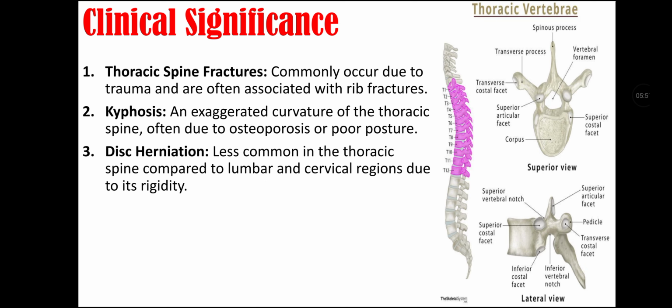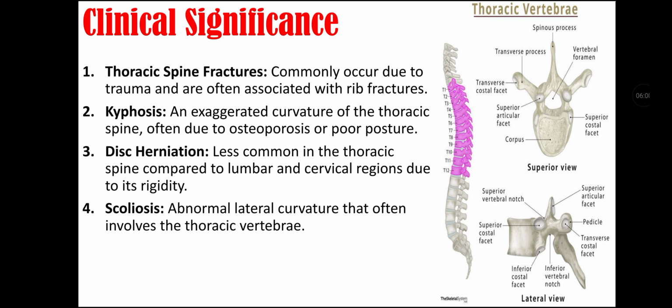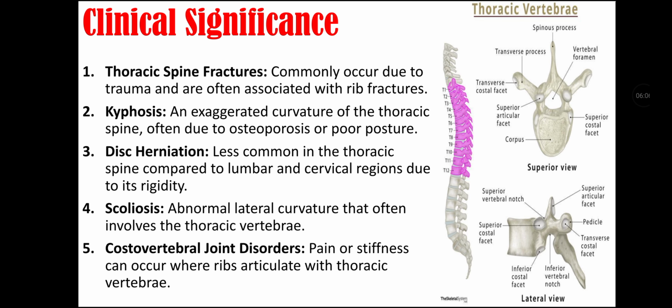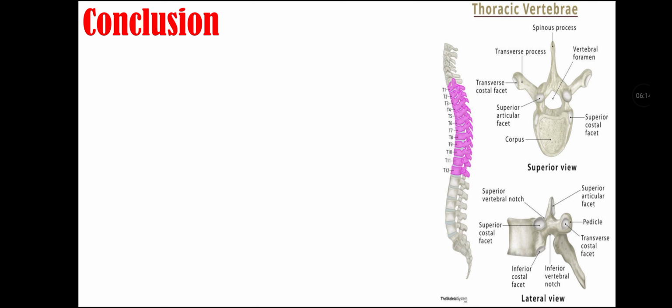Third significance is disc herniation, that is less common in the thoracic spine compared to lumbar and cervical region due to its rigidity. Fourth significance is scoliosis, that is abnormal lateral curvature that often involves the thoracic vertebra. Fifth significance is costovertebral joint disorder, that is pain or stiffness that occurs where ribs articulate with the thoracic vertebra.